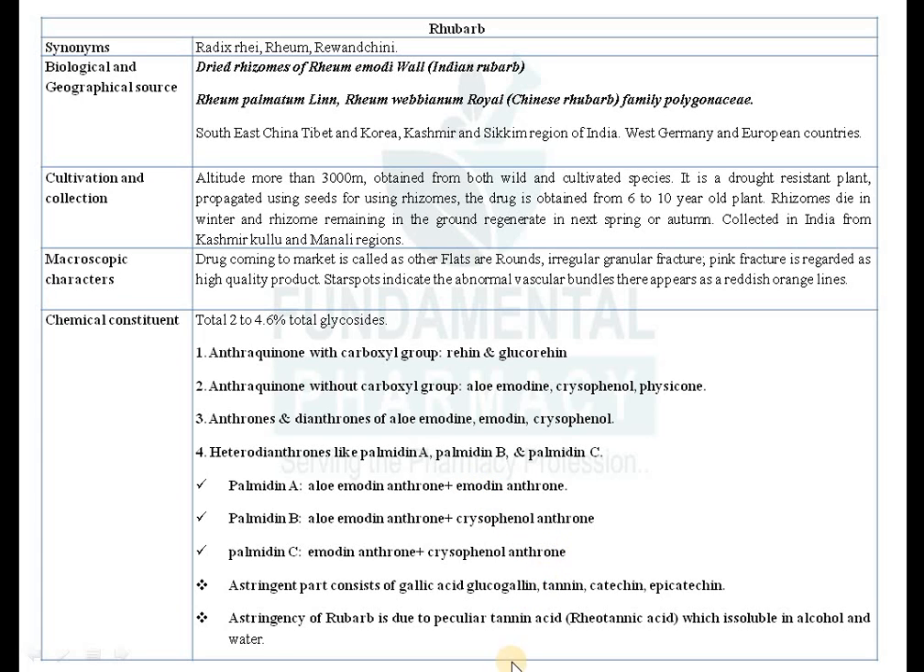Okay. Now again, the astringent part of this rhubarb consists of gallic acid, glucogallin, tannin, catechin, epicatechin. So it will also have some tannins.